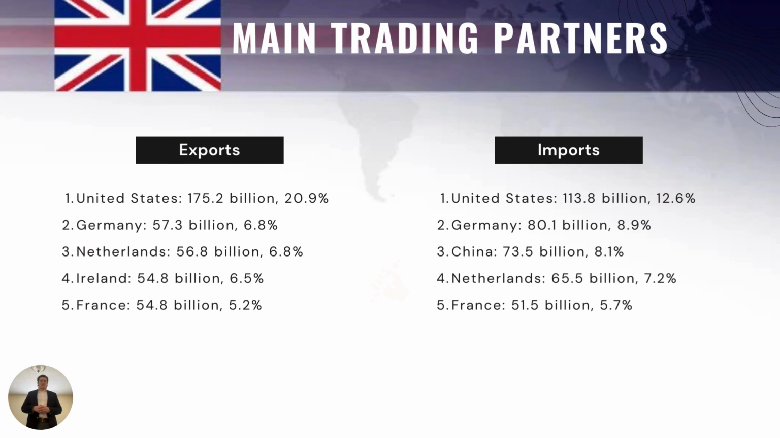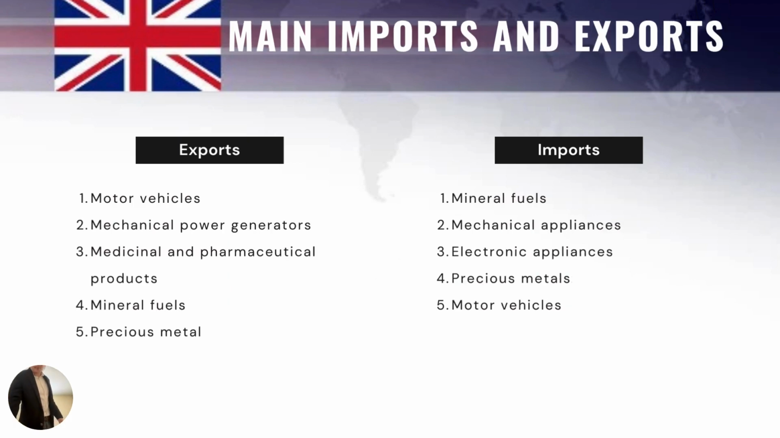Now talking about their international economic situation, this is who they're mainly exporting to and importing from. Number one for exports is the United States at 20.9%, Germany at 6.8%, Netherlands at 6.8%, Ireland at 6.5%, France at 5.2%. Now imports, the United States number one again at 12.6%, Germany at 8.9%, China at 8.1%, Netherlands 7.2%, and France at 5.7%.